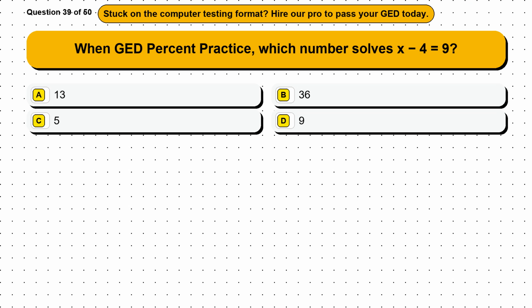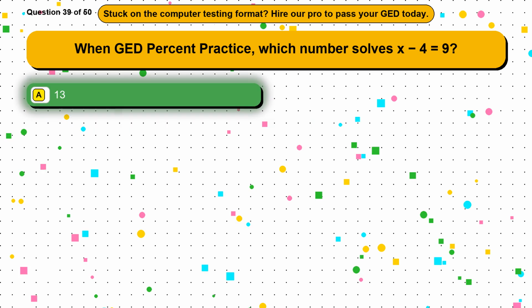Question 39. When GED Percent Practice, which number solves x minus 4 equals 9? Option A, 13. Option B, 36. Option C, 5. Option D, 9. The correct answer is option A, 13.